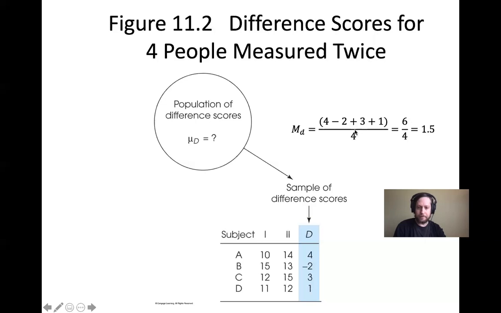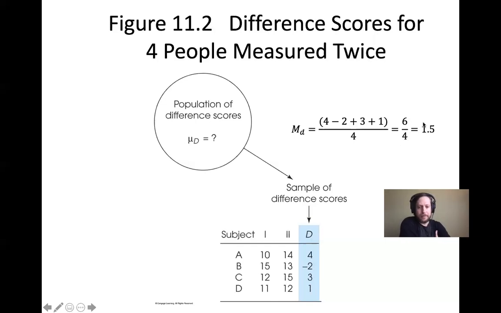And then we're dividing by 4 because the sample size is 4. We have 4 subjects, 4 difference scores. 6 divided by 4 equals 1.5. So for this little example right here, the sample mean difference score is 1.5.